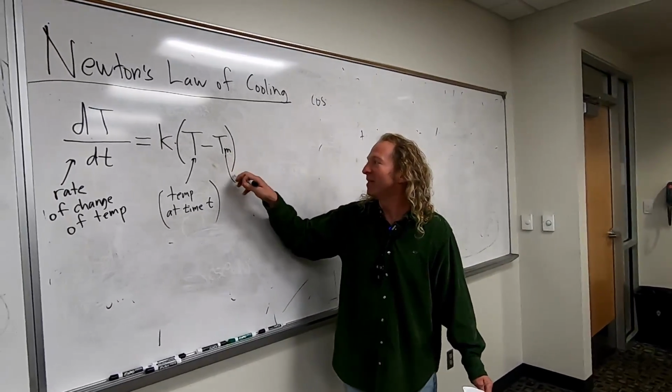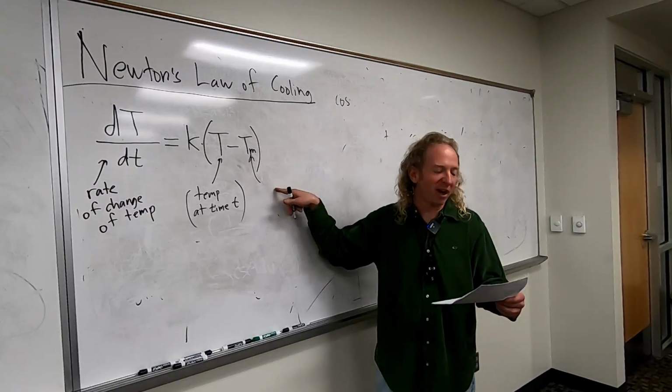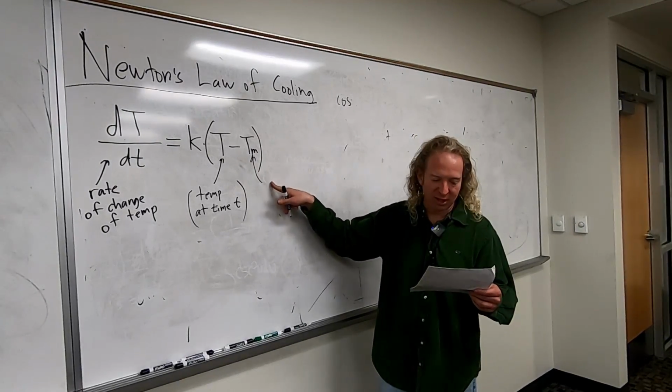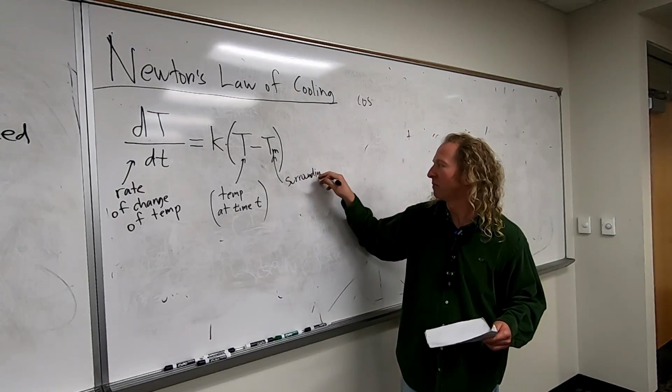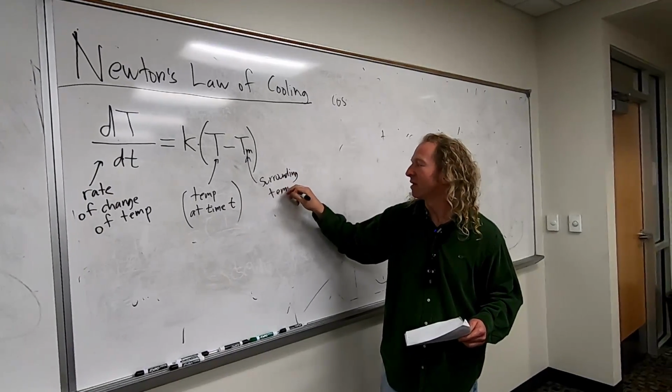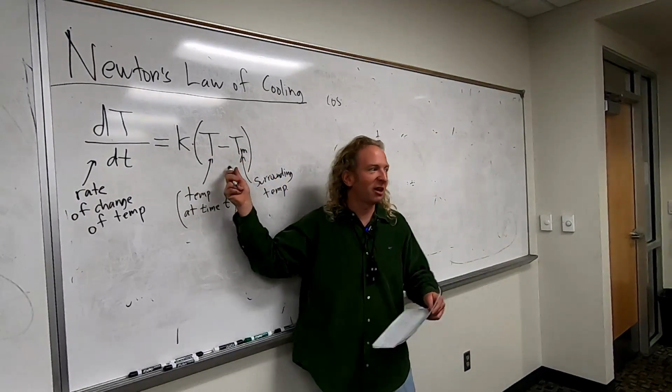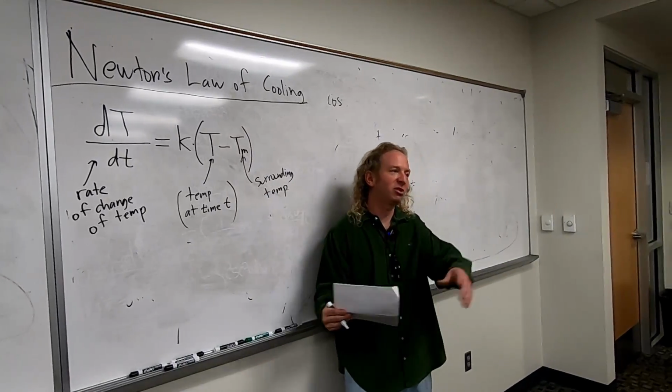And then Tm is the temperature of the surrounding environment. So this is the surrounding temp. On the test, you'll have to write this down and you'll have to solve it. So please go through it and solve.